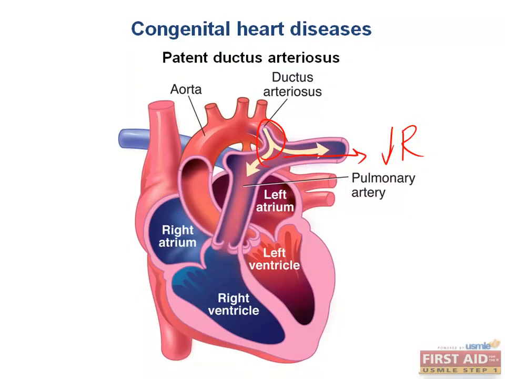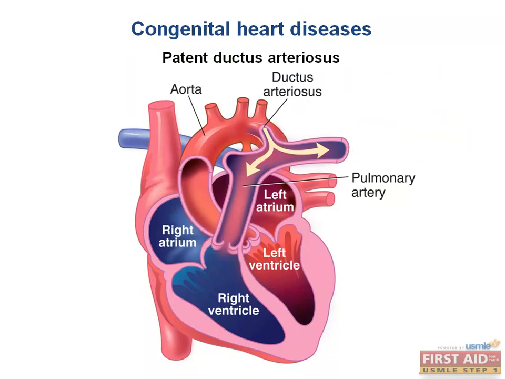Well, first of all, there is a continuous machine gun murmur, because there's always going to be blood in systole and diastole flowing across this. There's always going to be a gradient for flow into the pulmonary vasculature, because in systole, the pressure in the aorta is obviously much higher than the pulmonary vasculature pressure, and in diastole, it is also higher than the pulmonary vascular pressure. So that is what is continuous throughout systole and diastole.